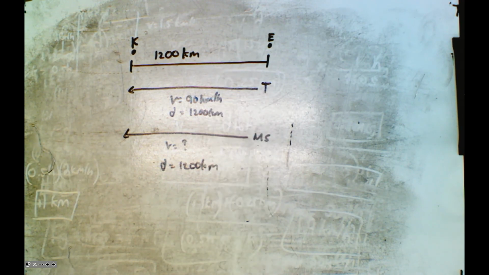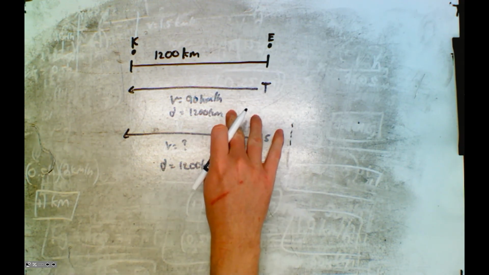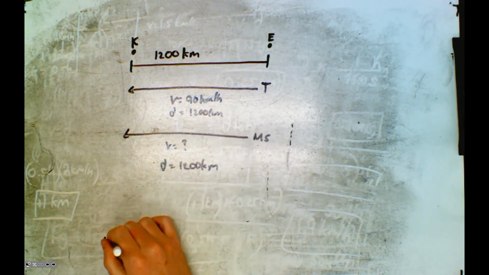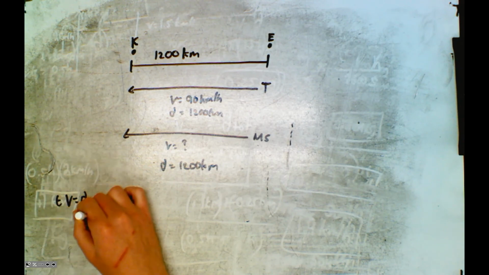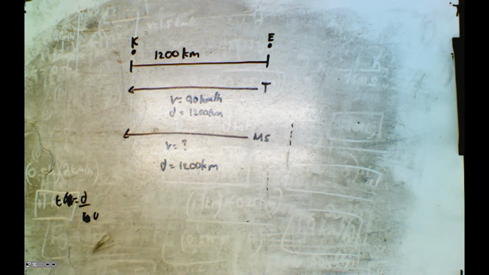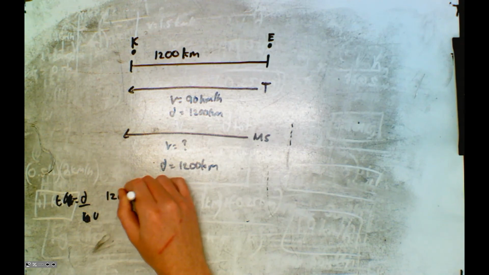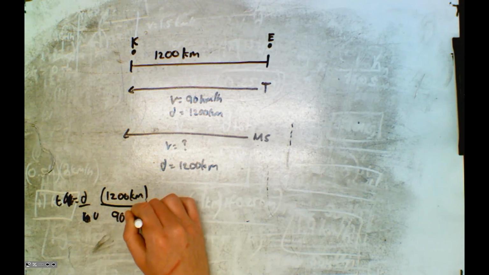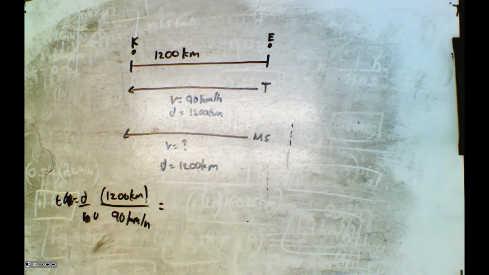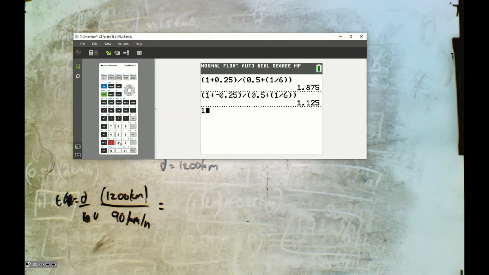So what that means is we have enough information to find out how long it took Terry to get there. So let's use v equals d over t. t equals d over v, like that. My distance is 1,200 kilometers. My v is 90 kilometers per hour. So if I do that, 1,200 divided by 90, I get 13.3 repeated.